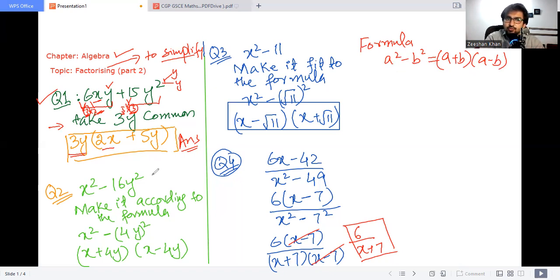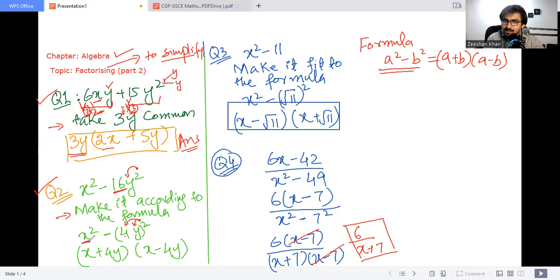Now we will apply this formula on question number 2. So you can see this is x square minus 16y square. But this square is only on y and not on 16. So we will make this square on 16 as well, according to the formula. Actually, we need the left hand side, which is a square minus b square. So we will write x square in its own place. And we will write 16 as 4 square.